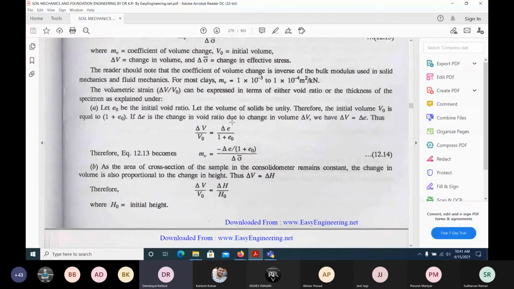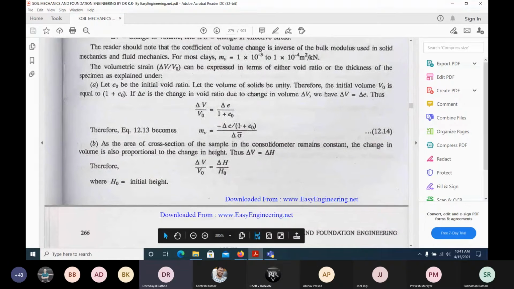It can also be written in terms of depth, delta H by H naught. As the area of cross section of the sample in consolidation remains the same, only the thickness is changing. So the change in volume is proportional to the change in height, and delta V can be written as delta H. So delta V by V naught is equal to delta H by H naught, where H naught is the initial height. These formulas you should remember.